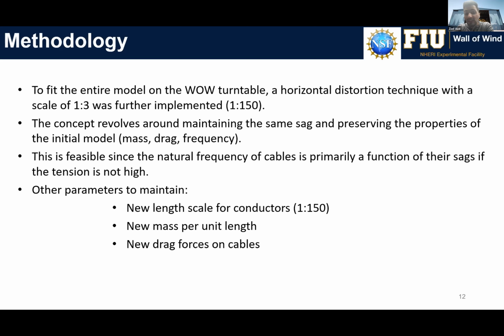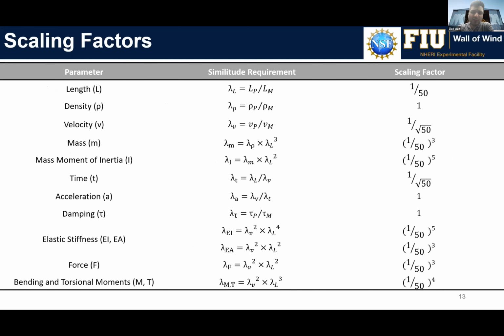Other parameters to maintain: the new length scale for the conductors, which is 1 to 150, the new mass per unit length, and the new drag forces on the cables. Some of the important scaling factors to maintain are the length, obviously 1 to 50, the velocity 1 to square root of 50, the mass 1 over 50 to the power 3, the damping, which is 1, the acceleration is 1, and the elastic stiffness, EI, which is 1 over 50 to the power 5.